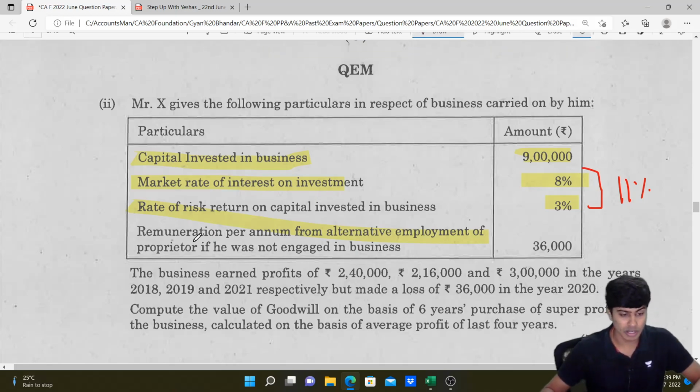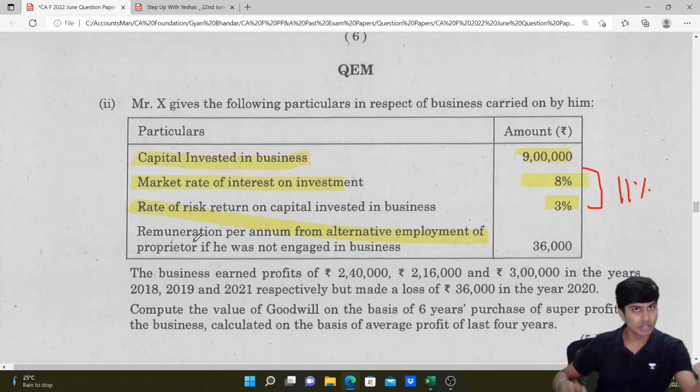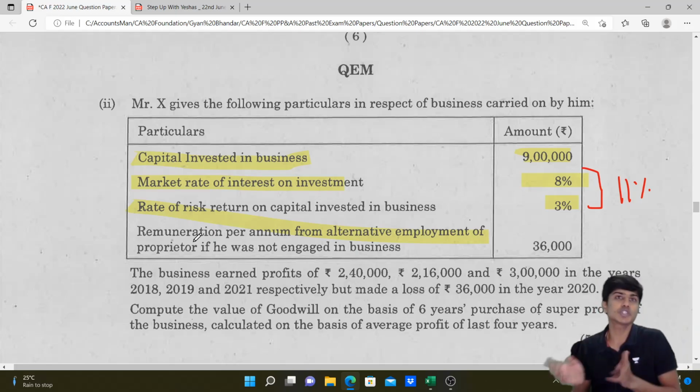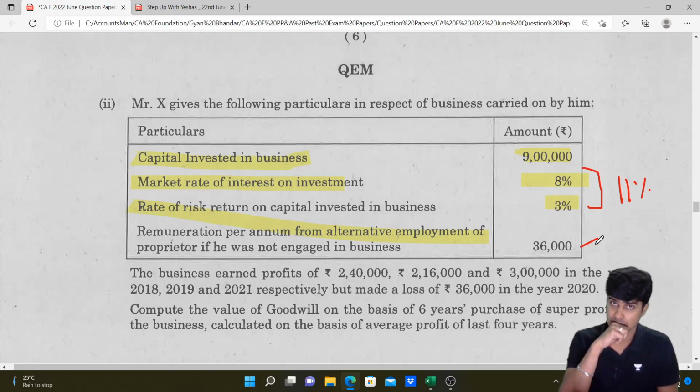Remuneration per annum from alternative employment, opportunity cost. This has to be deducted from each year's profit. Why? Even if you wouldn't have done business, so much money you would have earned. So this is not our profit. This is salary expense to the proprietor. Treat it like an expense which is not charged. 36,000. So there are two ways of handling this 36,000.